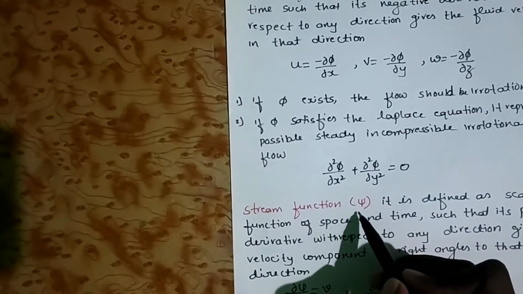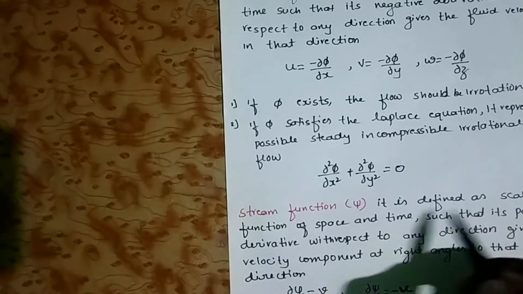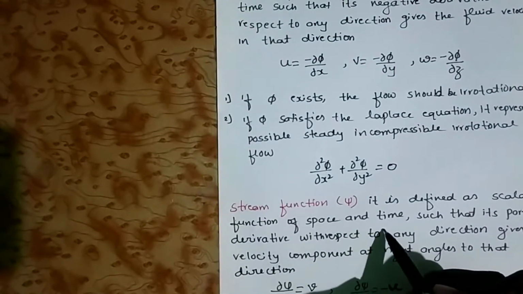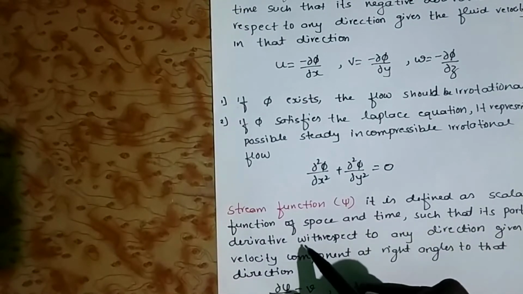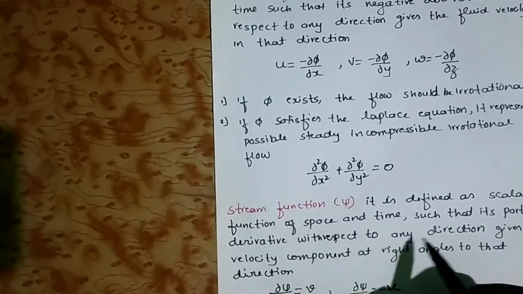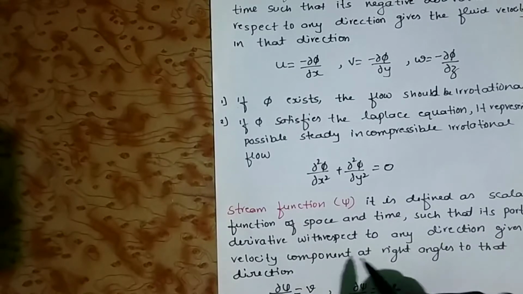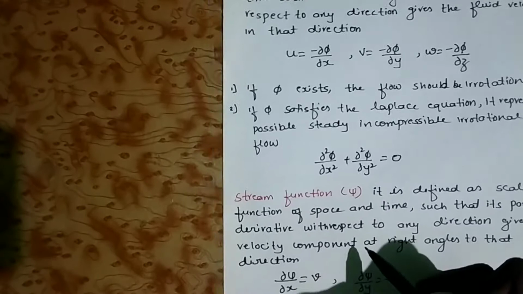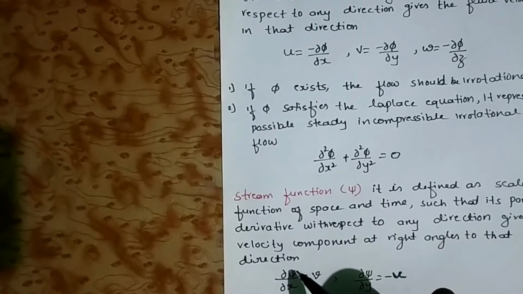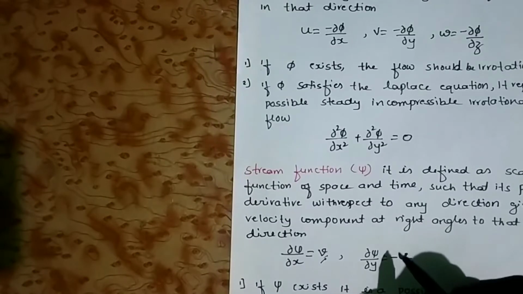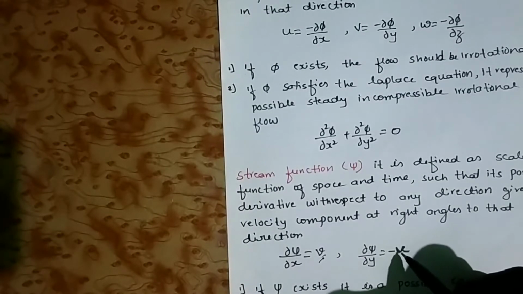The notation is psi. It is defined as a scalar function of space and time such that its partial derivative with respect to any direction gives the velocity component at right angles to the direction. That is, if we differentiate the stream function psi with respect to x, we will get the velocity component in y direction, v. If we differentiate it with respect to y, we will get the velocity component in x direction, that is u.